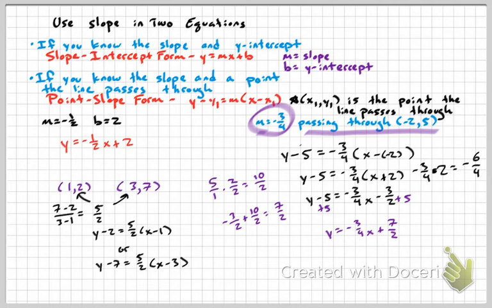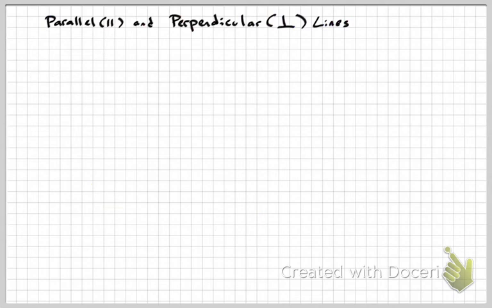All right? So 3 scenarios. Scenario 1, they give you the slope and the y-intercept. Scenario 2, they give you the slope and a point the line passes through. Scenario 3, they give you the points the line passes through, and that's the one that takes the most work. You have to find the slope first, then you get to pick which point you want to use for your point-slope form.